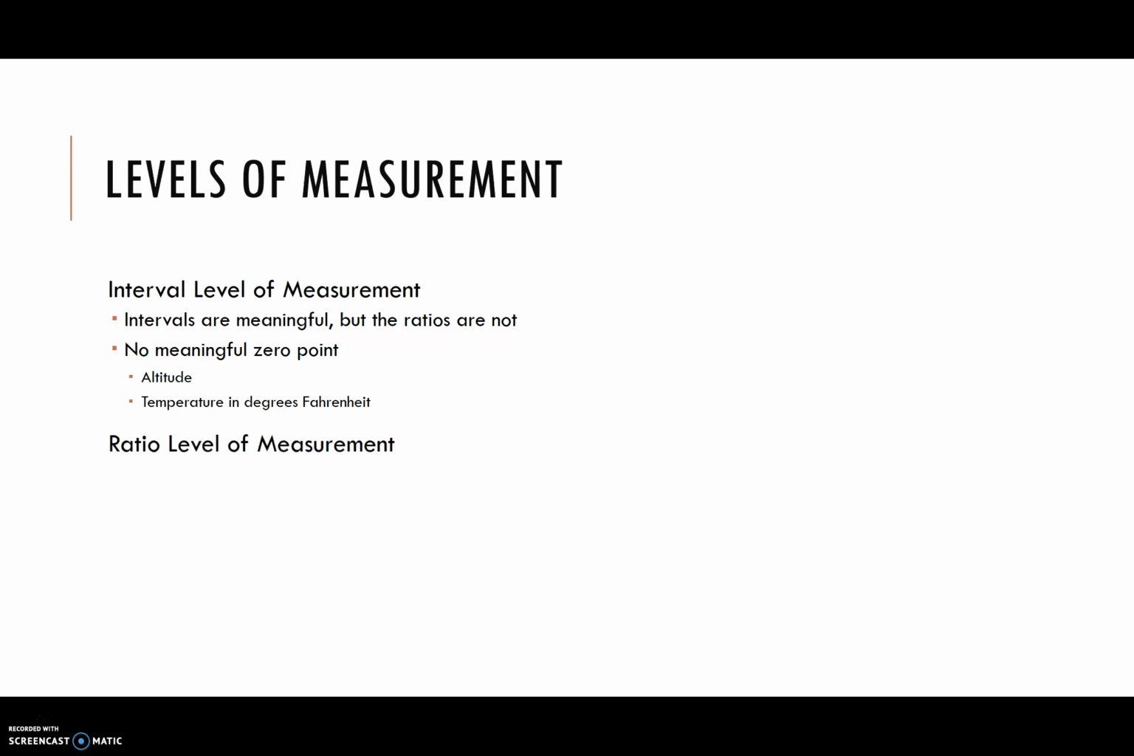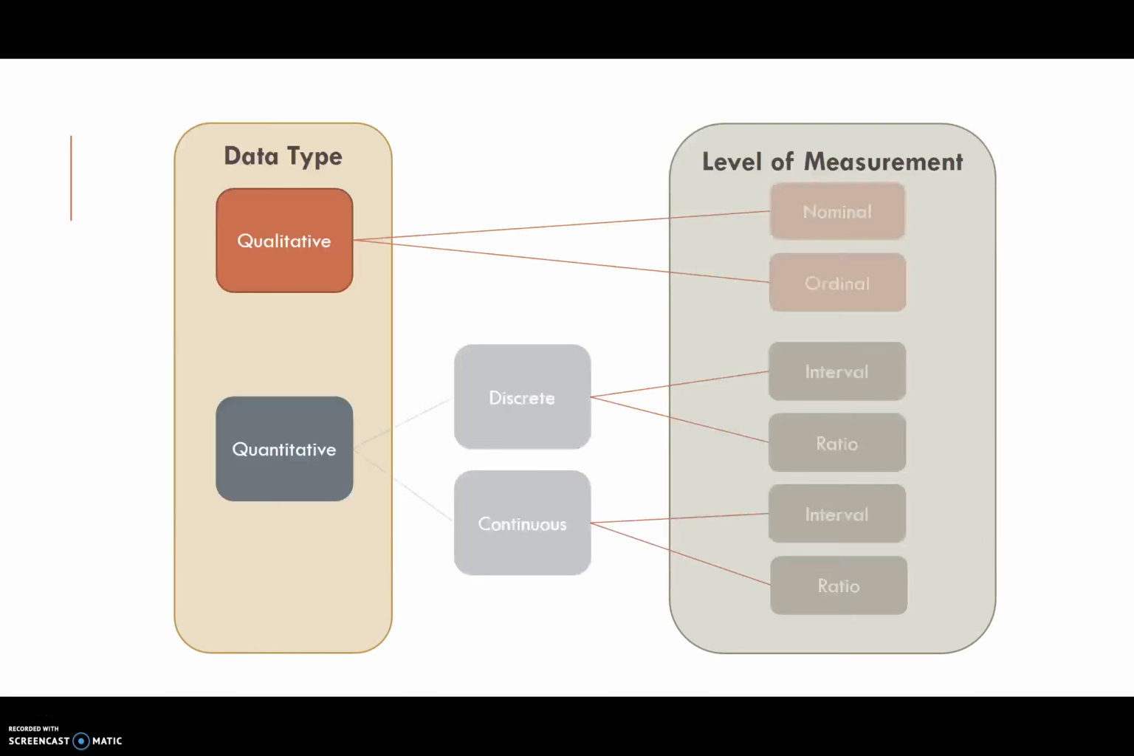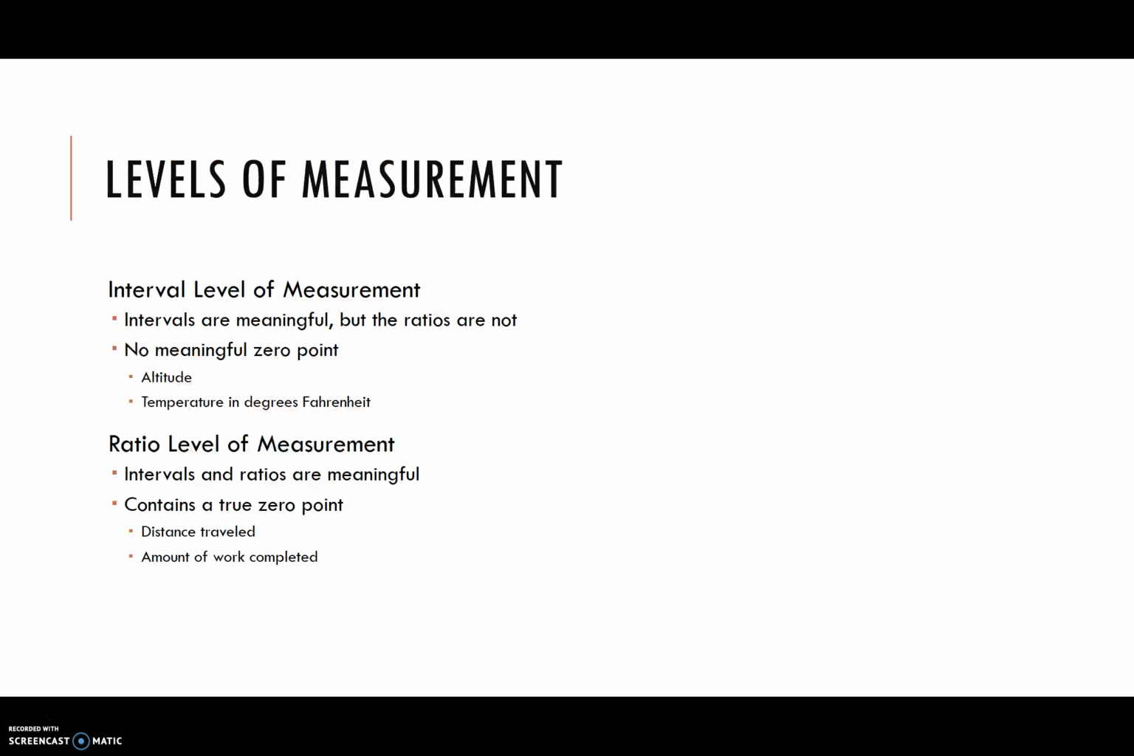And the last one is ratio level of measurement. These intervals and ratios are meaningful. They contain a true 0 point. An example can be distance traveled or the amount of work completed. Here, 0 actually means something. It means you did no work. It means you went no distance.